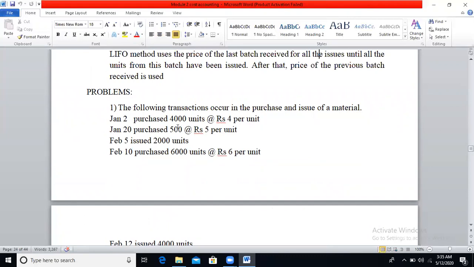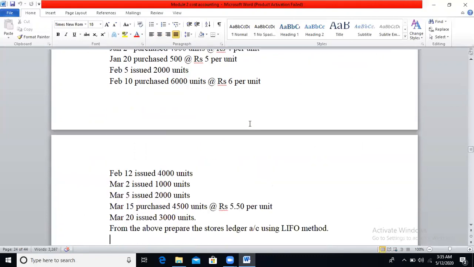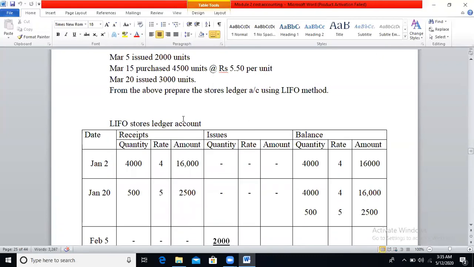January 2nd, we are purchasing 4,000 units at rupees 4 per unit. So purchases will be considered as receipts. 4,000 units we are purchasing on January 2nd. The rate will be 4. If you multiply these two, 4,000 into 4, you will get 16,000. Now in the balance column, we have 4,000 units at the rate of 4 rupees. The total value will be 16,000.